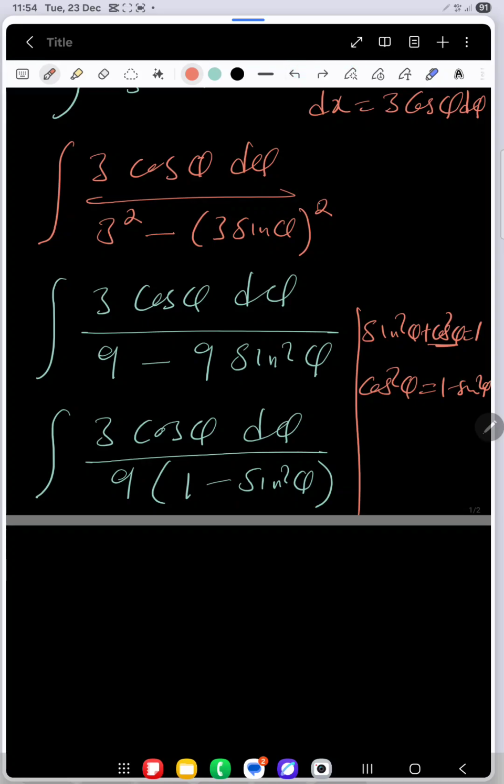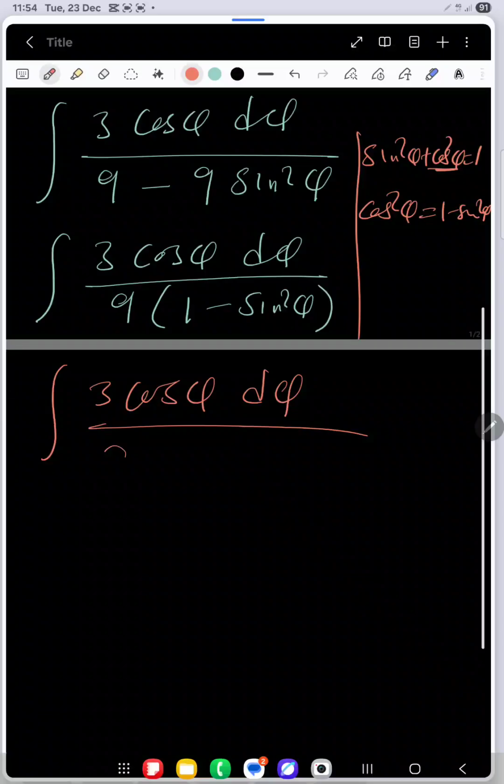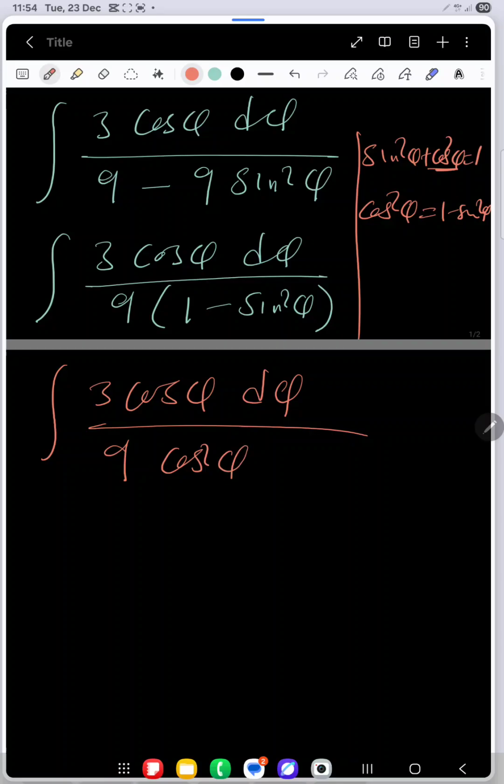By doing so, we are going to have the integral of 3 cos theta d theta over, we have the 9 outside, and then instead of 1 minus sine squared theta, we are putting a cos squared theta.